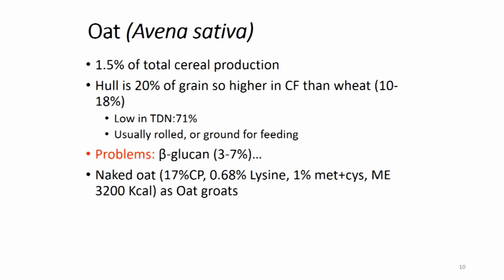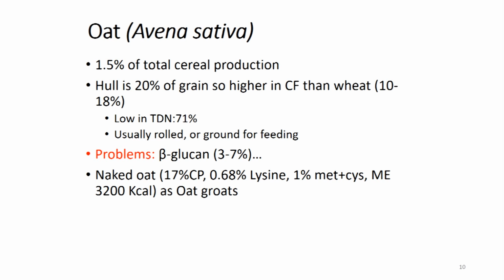A naked oat variety is available, that is, without hull. So this naked oat is similar to oat groats. Oat groats are the oat where the hull has been removed. So oat groat simply means the grain without the hull. Naked oat is a type of variety, so its protein content is 17%, and that's a good source of energy and other amino acids.